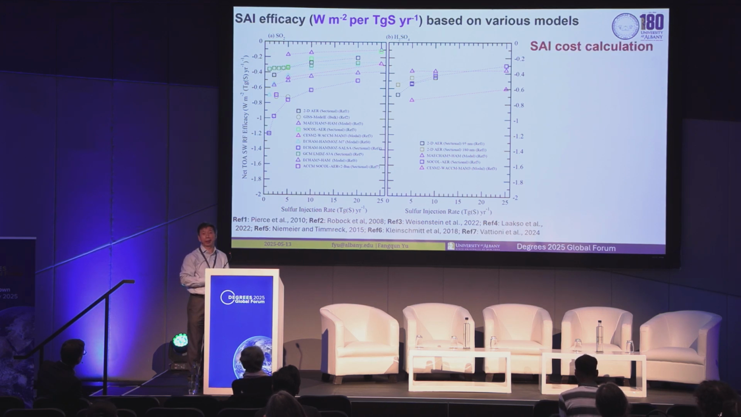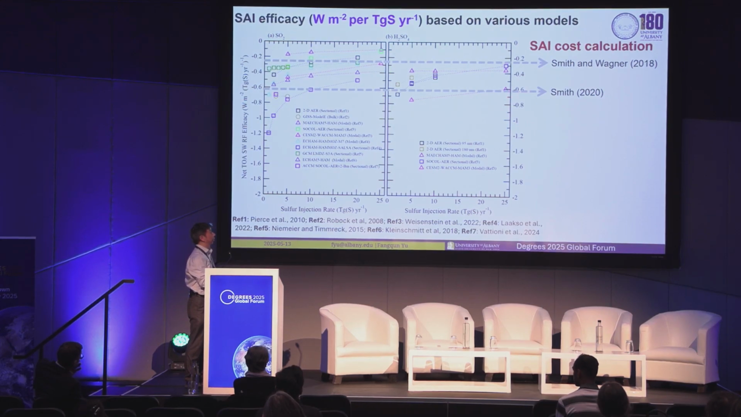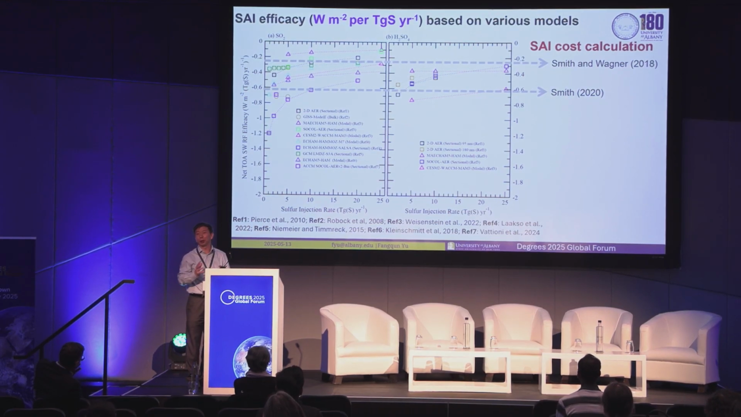People have used that to estimate the cost of the deployment. I give two examples here. Smith and Wagner used -0.25 for their estimations. And later, Smith used another estimate, about -0.6. So this efficacy really decides, in order to get the cooling, the amount of material you need to carry over.